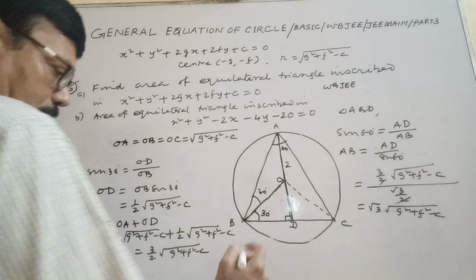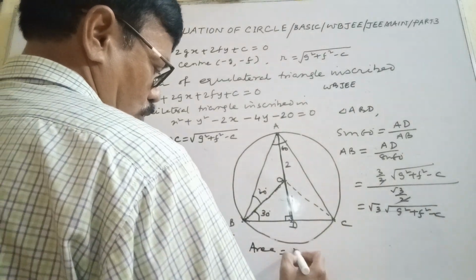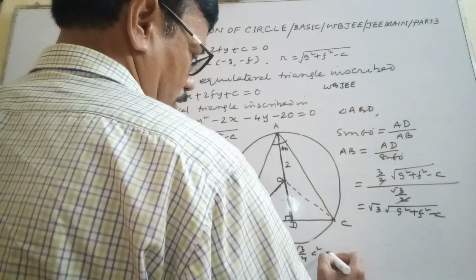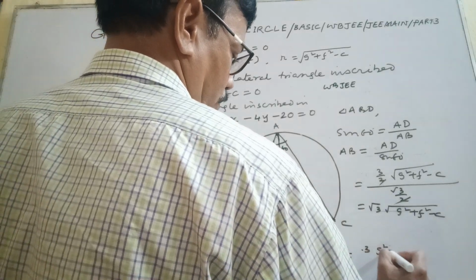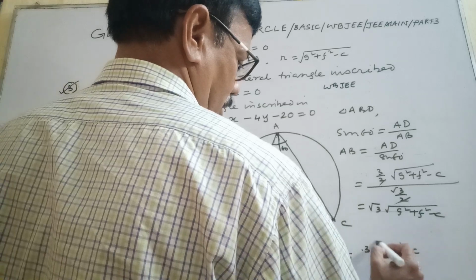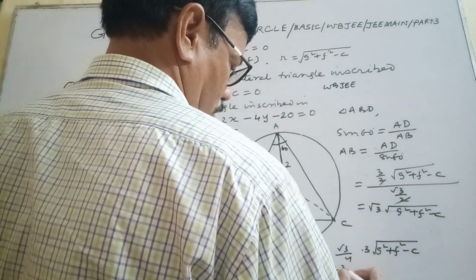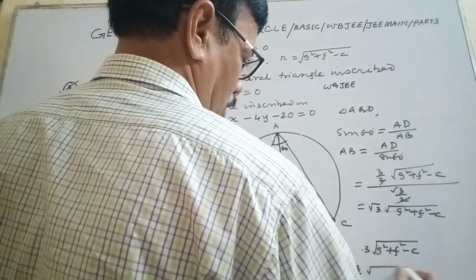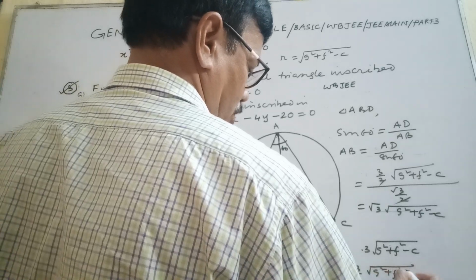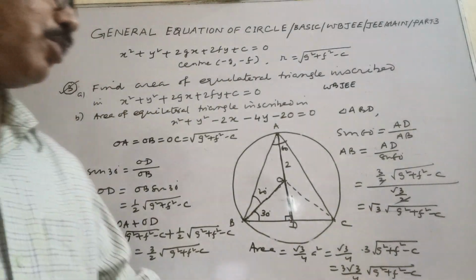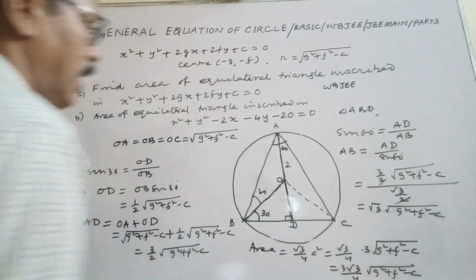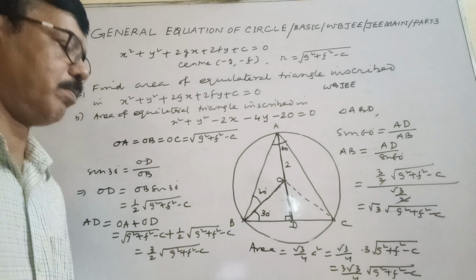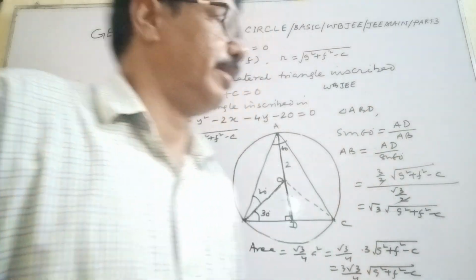Now what is the area? Area equals root 3 by 4 into side square. So root 3 by 4 into 3 into g square plus f square minus c. You have to recall this formula. So the area is 3 root 3 by 4 into g square plus f square minus c.